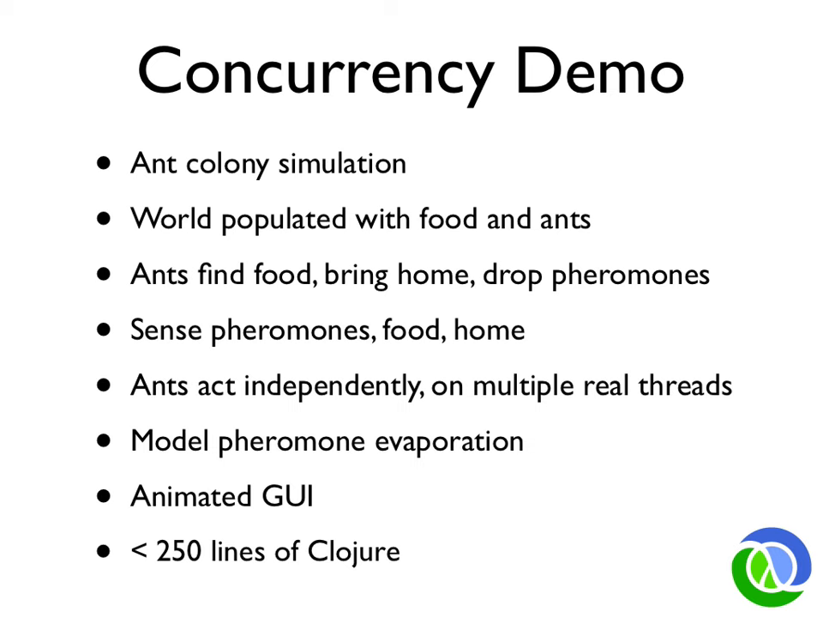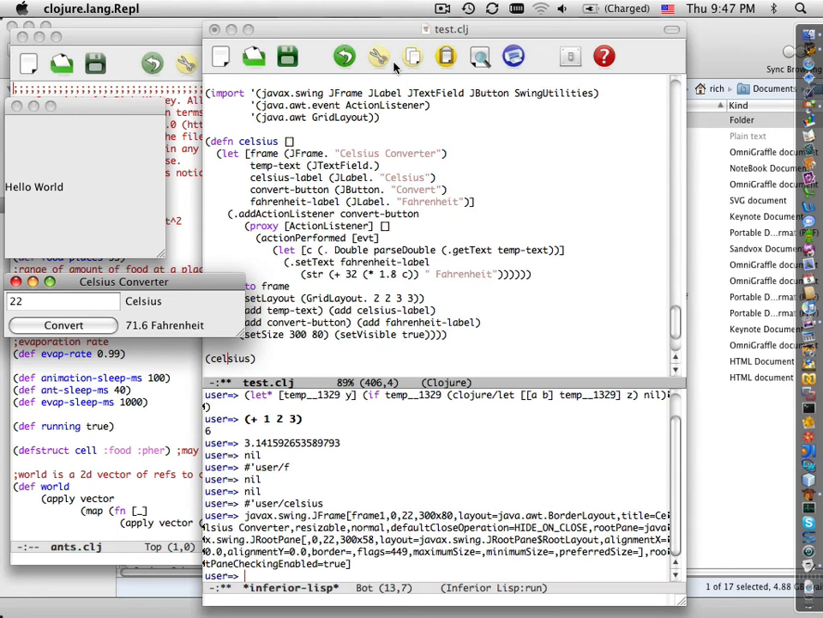This is a really, really hard concurrency problem, as opposed to, like, we all know we're going to touch this and that, so we're all going to touch this and then that. That's an easy concurrency problem. This is a really hard concurrency problem. So the ants act independently. Just to make it harder, we'll model pheromone evaporation, so the pheromones are evaporating in parallel. And of course, we should have an animated GUI, and we should do it in less than 250 lines. Right?